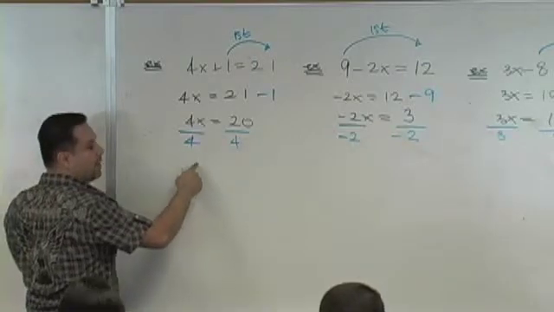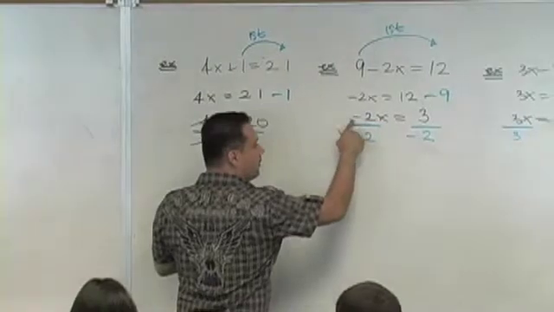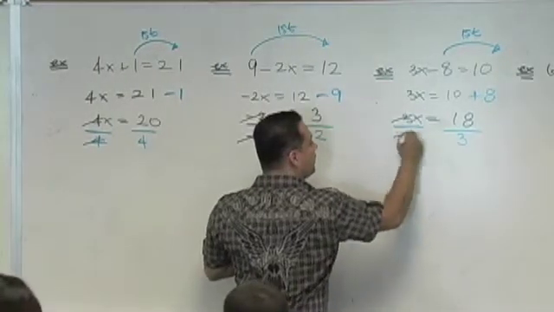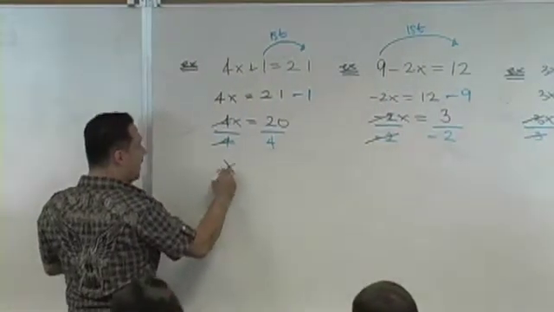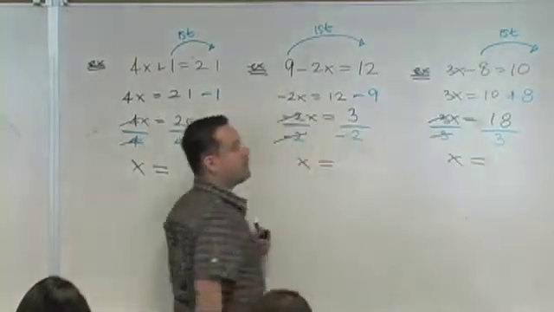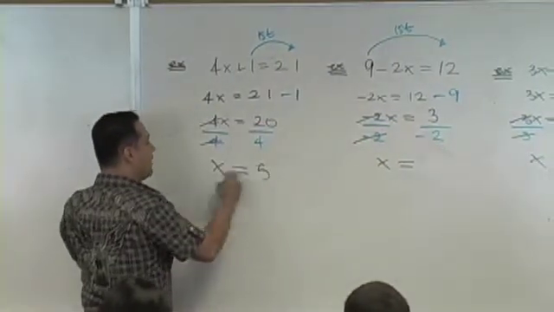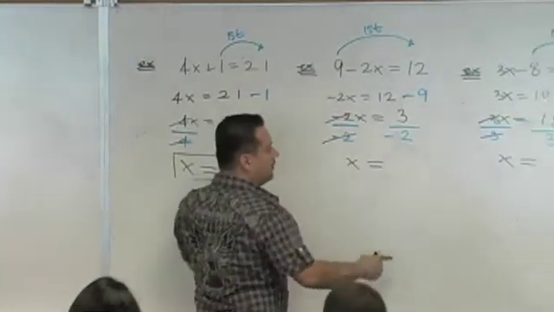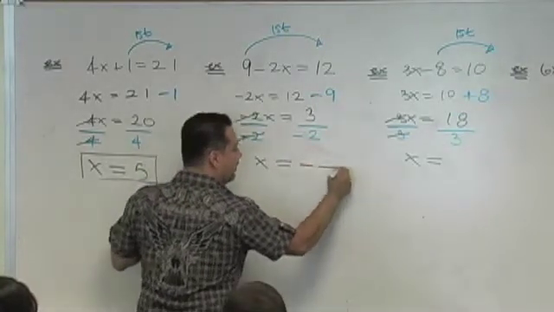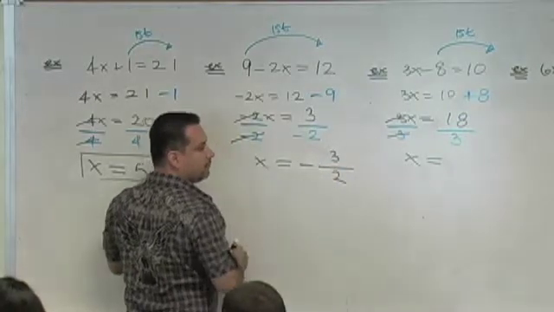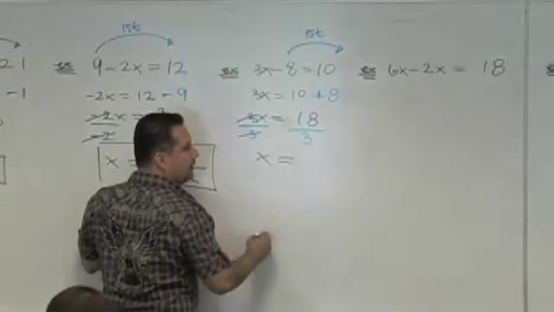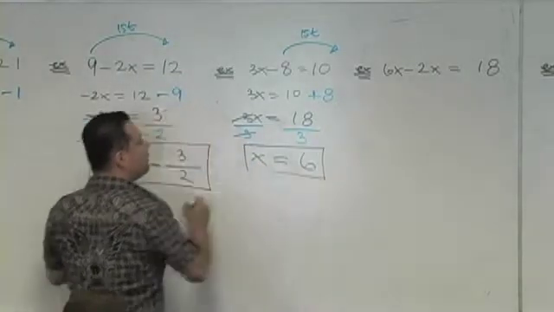In each example, what happens now? Cancel. Negative 2 on top, negative 2 on bottom. Positive 3, positive 3. So this will be x equals. X equals. X equals. Now let's do our arithmetic, right? 20 over 4 is? Yes, 5 is a solution. 3 over negative 2. Is it negative or is it positive? Negative. I'll put my fraction. 3 and 2. Anything cancel? No. You're done. What's 18 divided by 3? 6. You are what? Done.